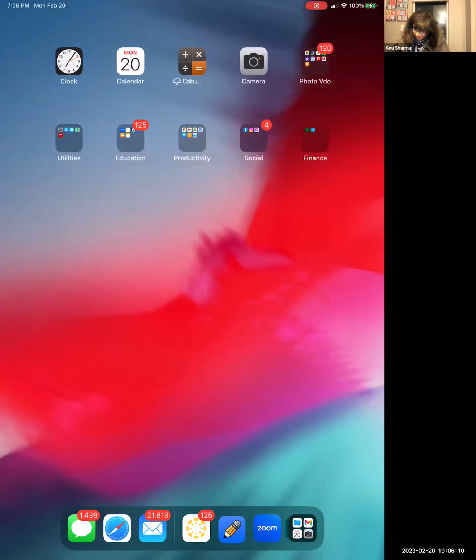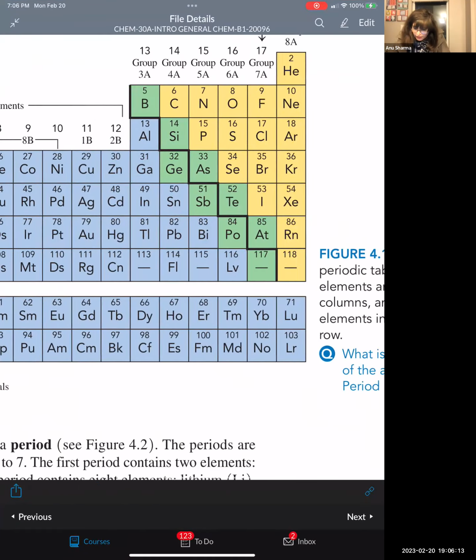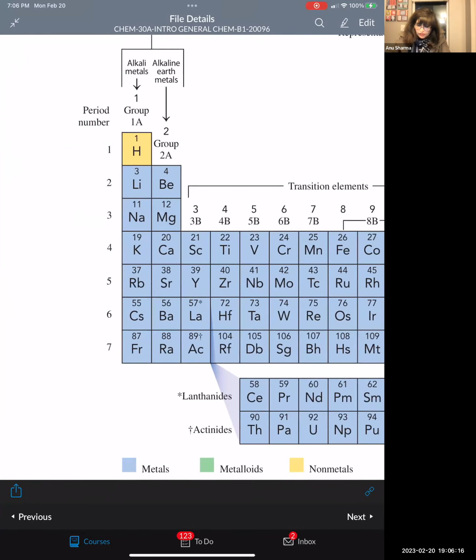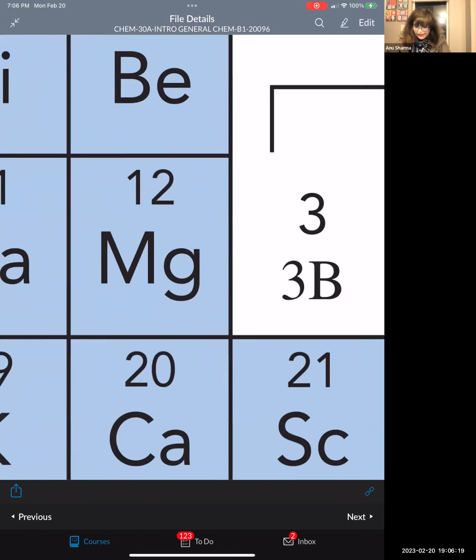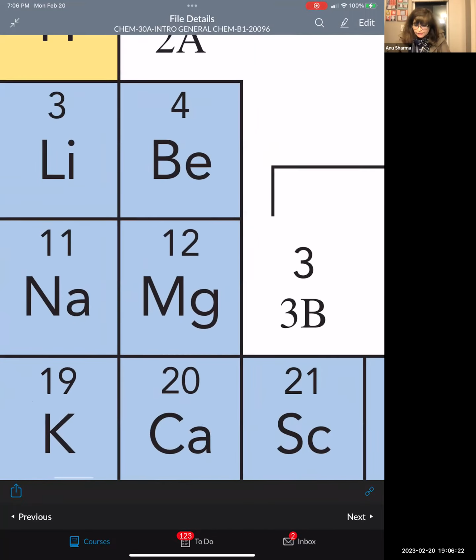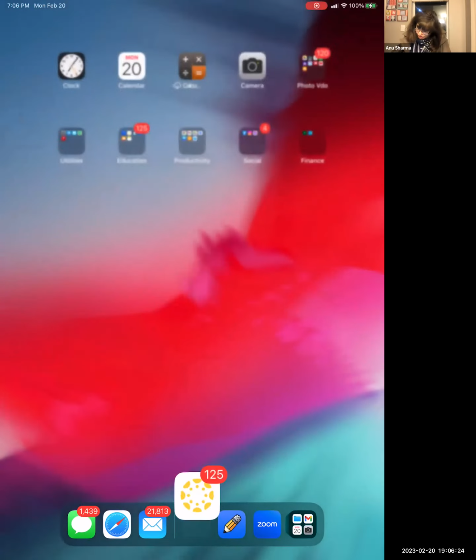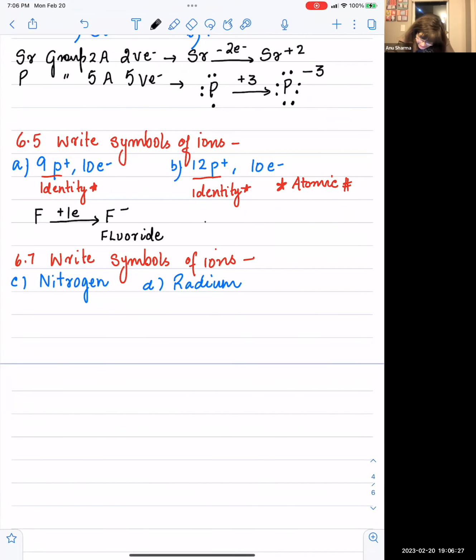Next, 12 protons. Now here, once again, look at the periodic table and look for that element that has got 12 protons, or the 12th atomic number. And that is which one? It's magnesium. It is present in group 2A. So here is magnesium, 12 protons, right? And it has lost 2 electrons. That is why it becomes 10 electrons. So minus 2 electrons.